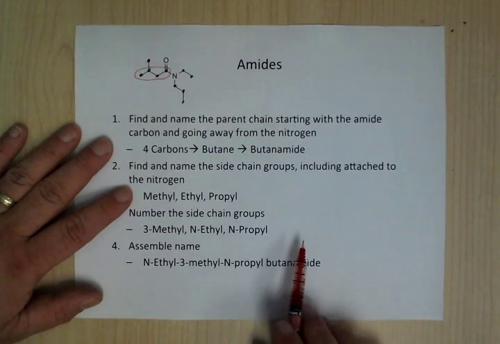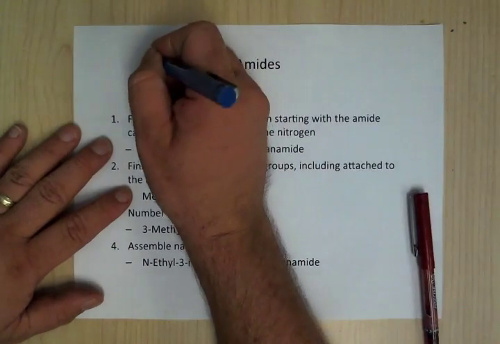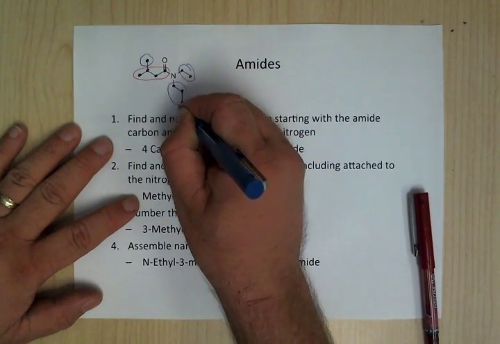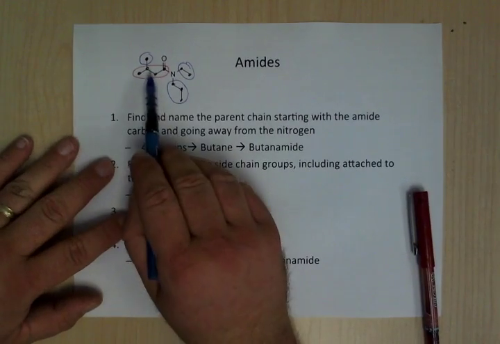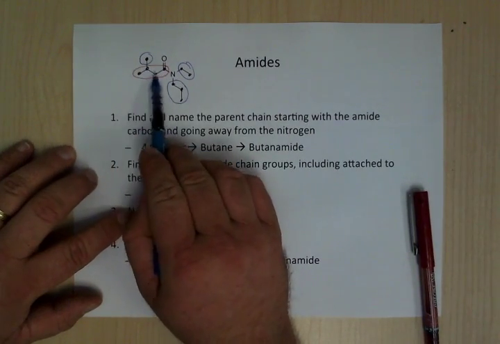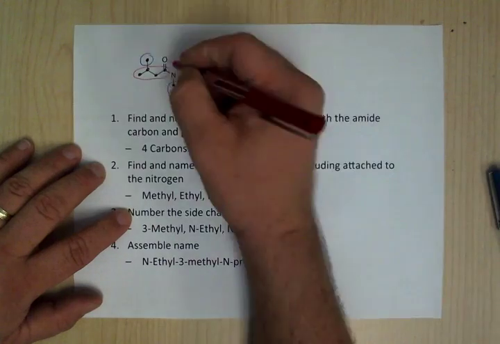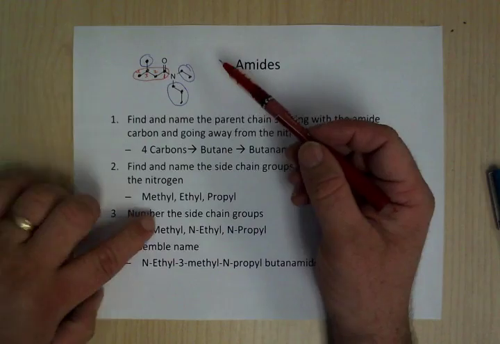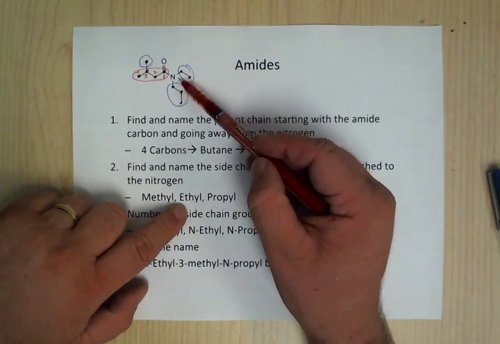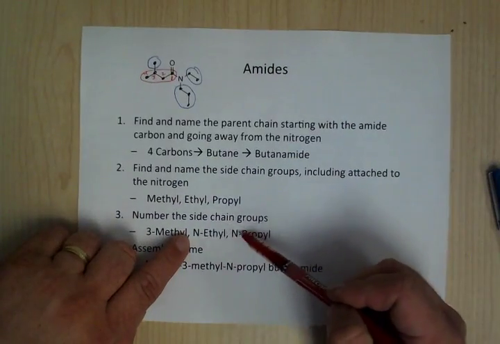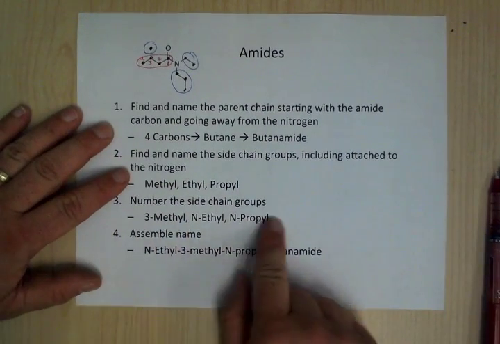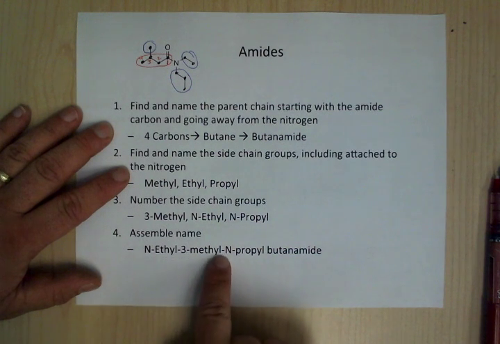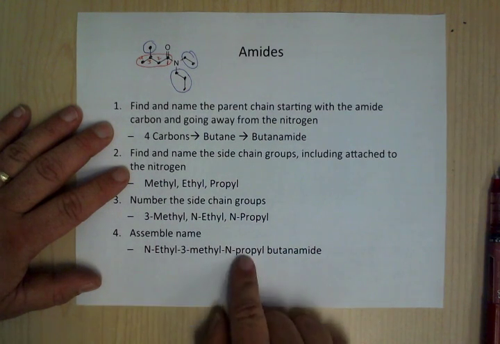So now our side chains. We have a methyl group, an ethyl, and a propyl. The methyl group is hanging out on the main chain side, so it gets a normal number. We go 1, 2, 3, 4, so it's hanging off of carbon 3. Now this ethyl group is hanging off the nitrogen, and so is this propyl, so they're each going to get an N. The way we assemble this, ethyl comes first, so it's N-ethyl, then 3-methyl, and then N-propyl butanamide.